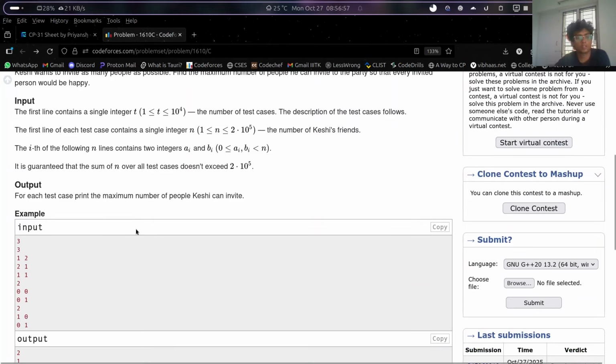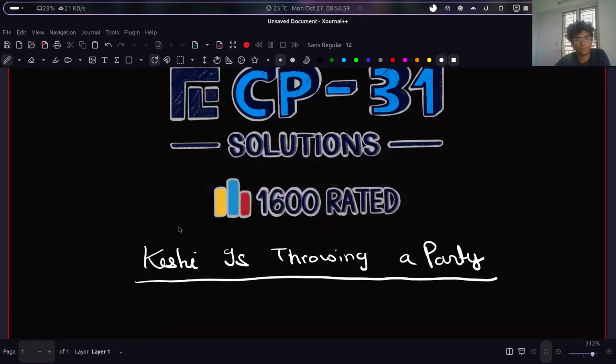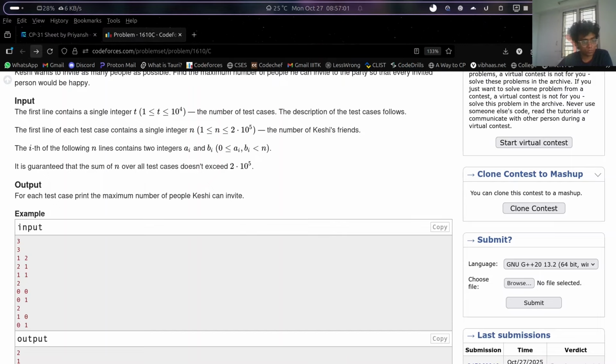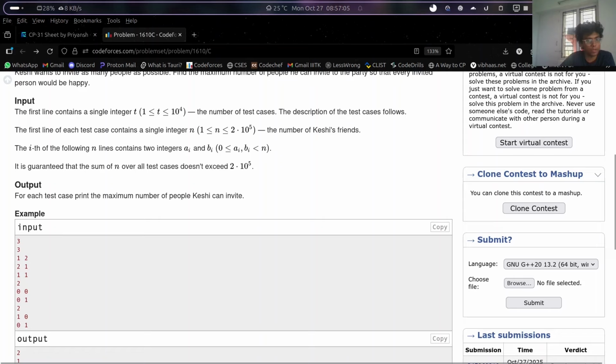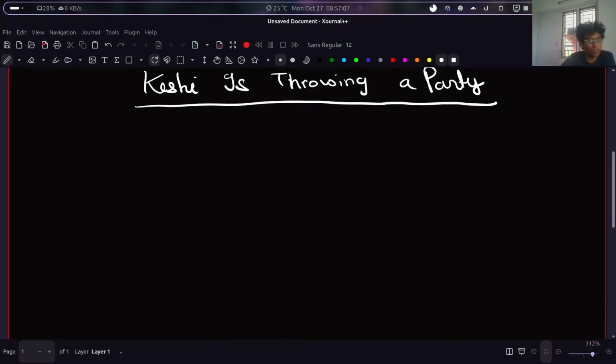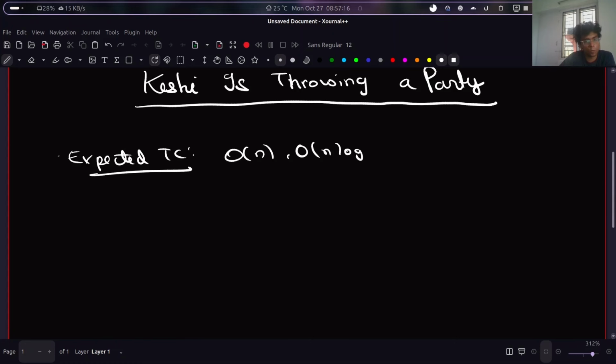So let's just take this example. Right, n goes up to 2 times 10 power 5, so the expected time complexity is obviously big O of n log n. Okay, and let's take an example and try to understand what's going on.